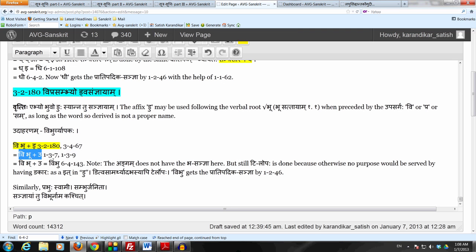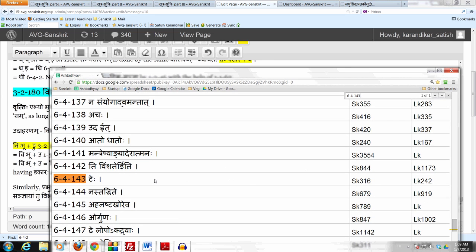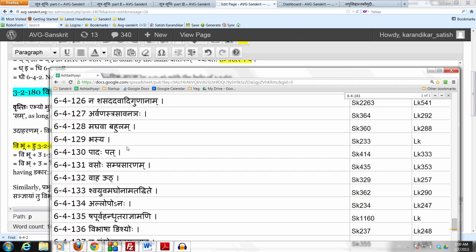The dakara as an it in du causes the ti lopah of the angam, so the ukara, which is the ti bhaga of the angam, takes lopah, and we get vi bh u. This is by the sutram 6.4.143 ti dheh. Actually, as we have seen many times before, this sutram 6.4.143 comes in the adhikara of bhasya.